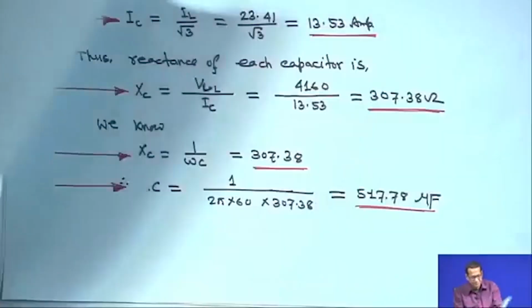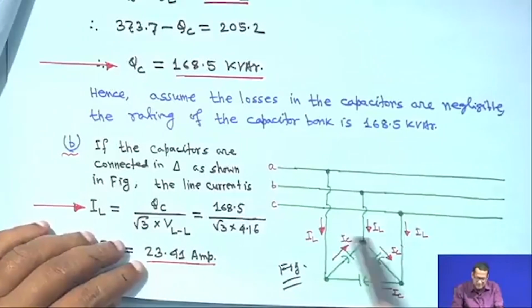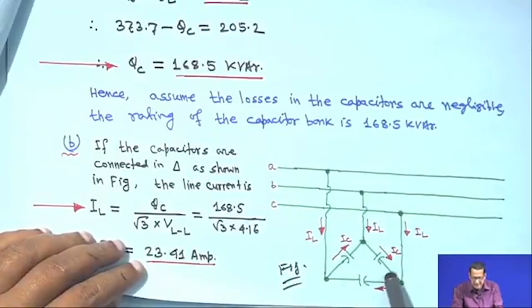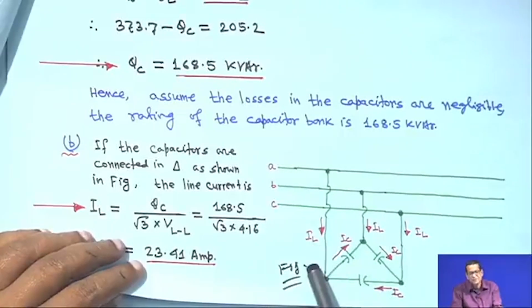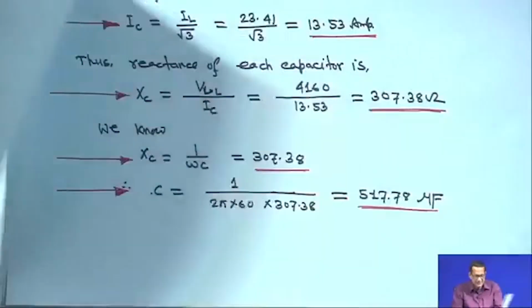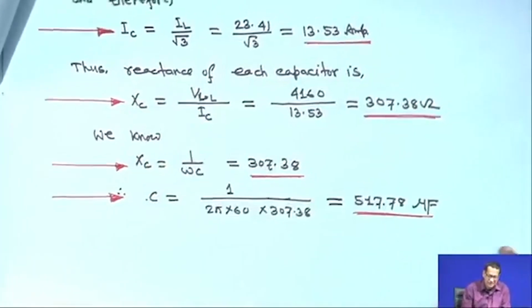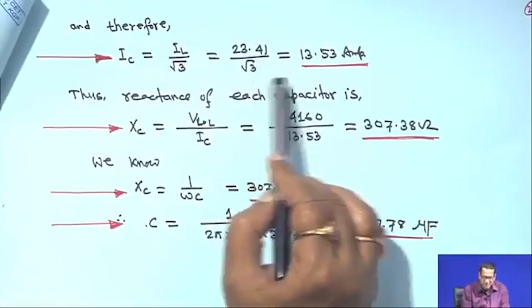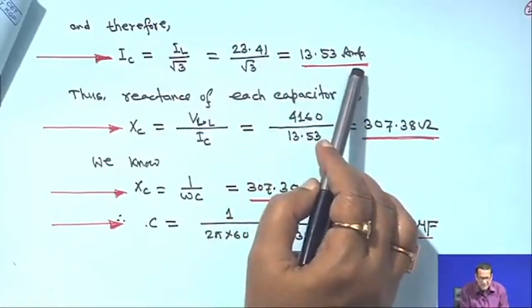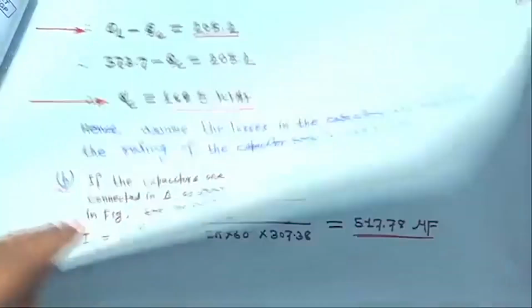Now, IC is equal to IL by root 3, because this is the load current and this is a delta connection. So, your phase current will be the line current by root 3. That means IC is equal to IL upon root 3. So, that is 23.41 upon root 3, which is 13.53 ampere, that is IC. This is the current flowing through the capacitor.